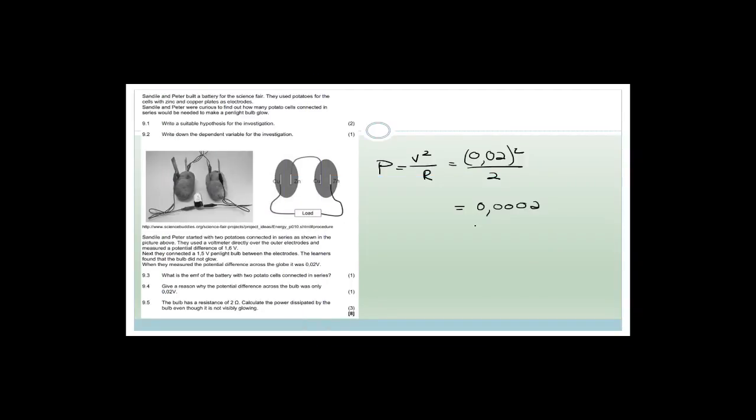0.0002. Now remember grade 12s that you're not supposed to write your answers like that past two decimal places. So you actually need to change this up to scientific notation. So the way you do it is you move your comma to behind the 2. So it's going to be 1, 2, 3, 4. So it's going to be 2 times by 10 to the negative 4. And what is power measured in? It's measured in watts. There we go.